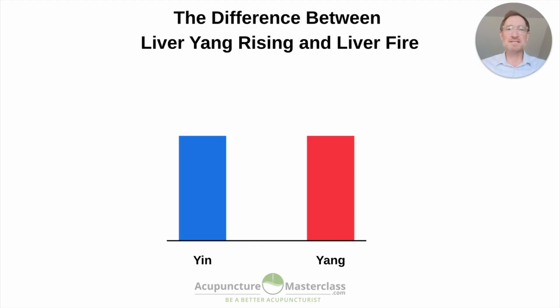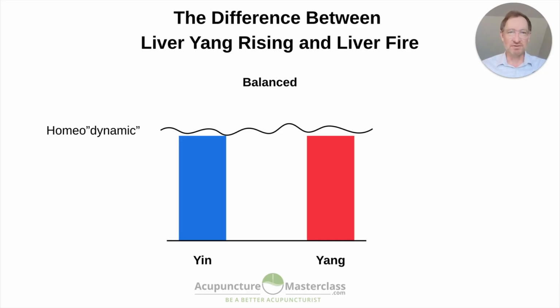They're going to be nice and equal, nice and balanced. I like to call this homeodynamic because it's not so much a very straight line as in homeostasis, but things are ebbing and flowing ever so slightly, just like this line represented here. But this is what I consider to be nice and balanced when it comes to liver yin and liver yang.